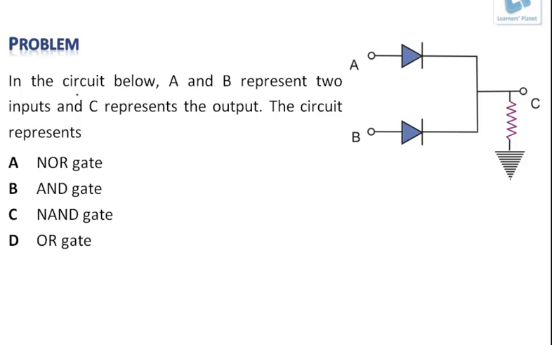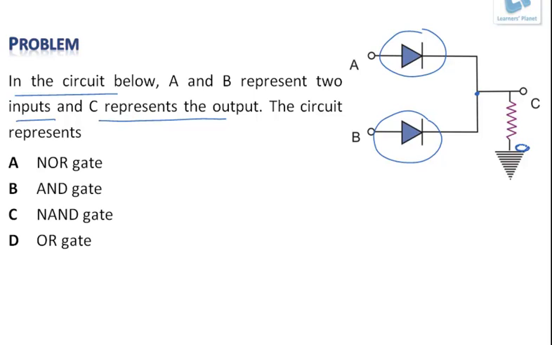Now let us look at the next problem. In the circuit below, A and B represent two inputs and C represents the output. Now here we have diodes. And we know that when the diode is forward biased, then current will flow. If it is reverse biased, current will not flow. Now the other terminal, this end, is connected to a resistor, and this resistor is connected to the ground, or it is grounded. So this is at a lower potential always. The potential of this will be always 0.